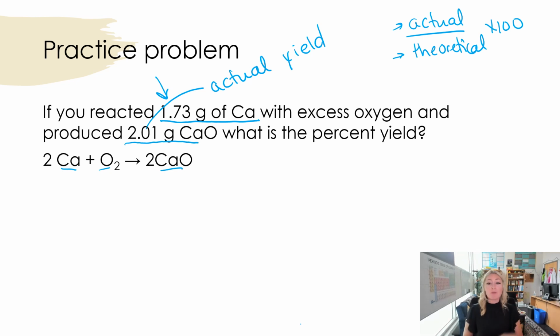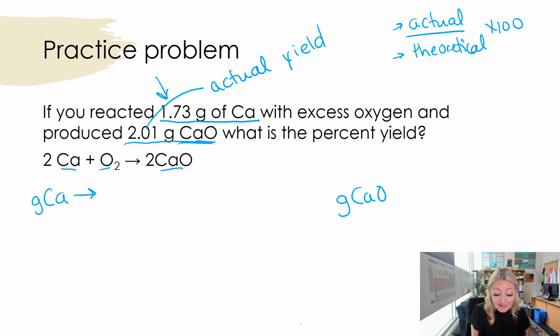However, because I know how much we're starting with, 1.73 grams of calcium, I can find the theoretical yield using stoichiometry. So we know we're going to start with grams of calcium, and we want to figure out how many grams of calcium oxide could, in theory, be produced. We know what was actually produced, but we have to figure out, based on the mole ratios, what we could produce. So we're going from grams of one substance to grams of another. That should be a red flag that somewhere in the middle we're going to have a mole ratio.